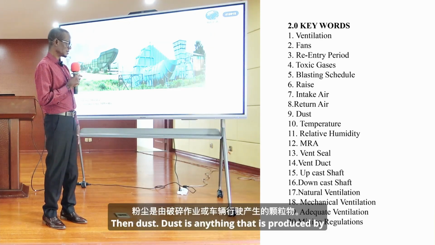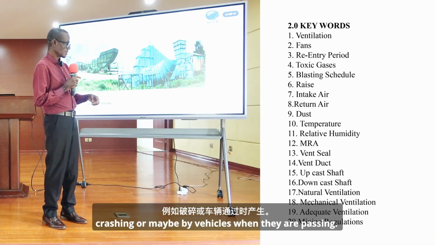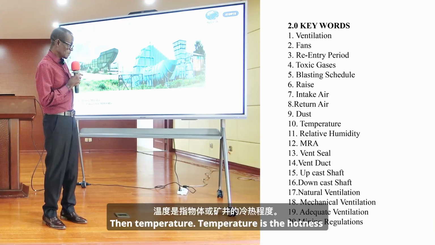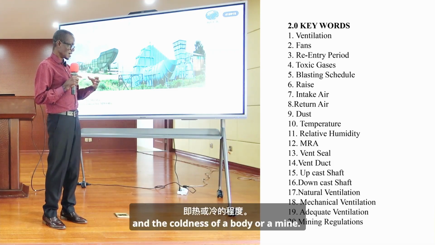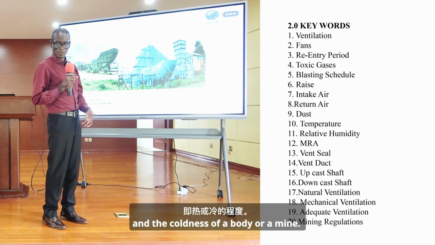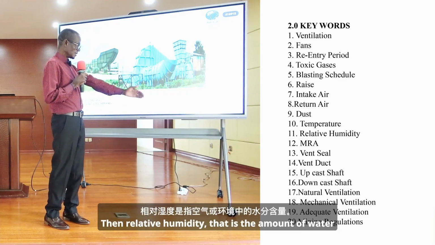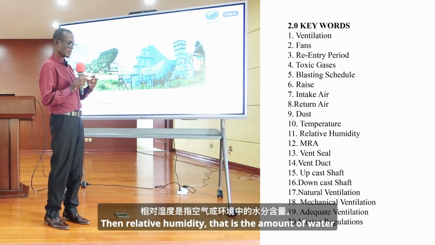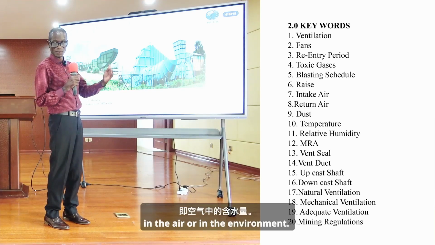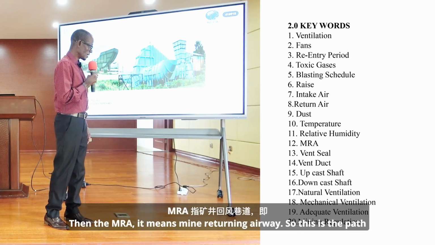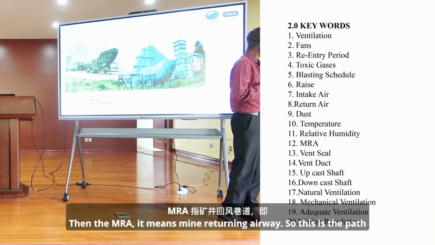Then dust. Dust is anything that is produced by crushing or by vehicles when they are passing. Then temperature. Temperature is the hotness and the coldness of a body or a mine. Then relative humidity, that is the amount of water in the air or in the environment. Then MRA, it means main return airway.